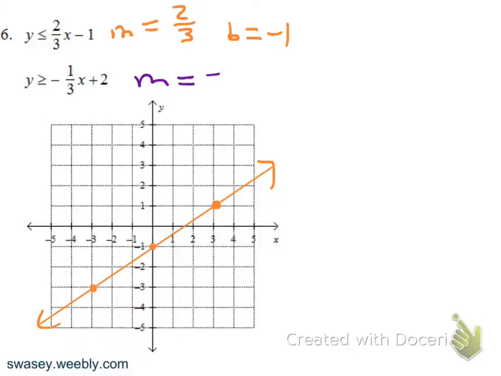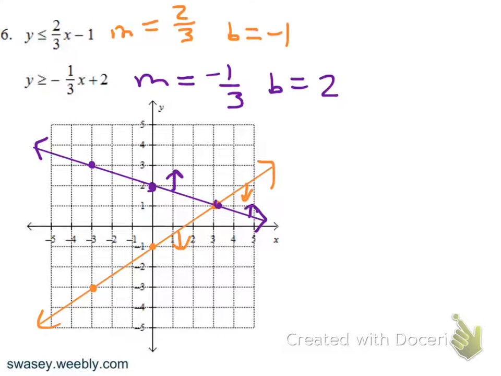For the second one, our slope is -1/3. Y-intercept's 2. So put a point at 2, then go down 1 to the right 3. You can also go up 1 to the left 3. This one's going to be a solid line as well. So we're below the orange one. We're above the purple one. So our solution set is right in here.